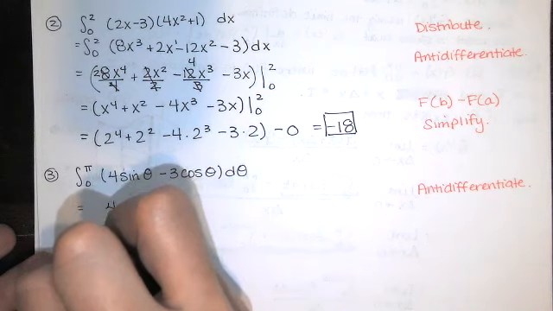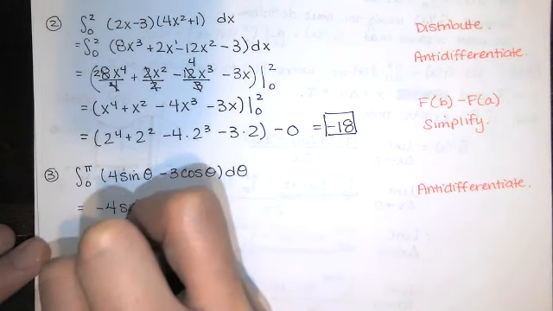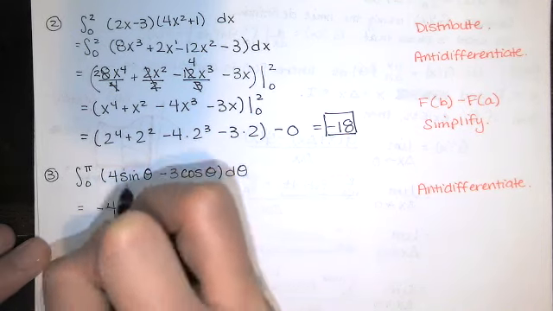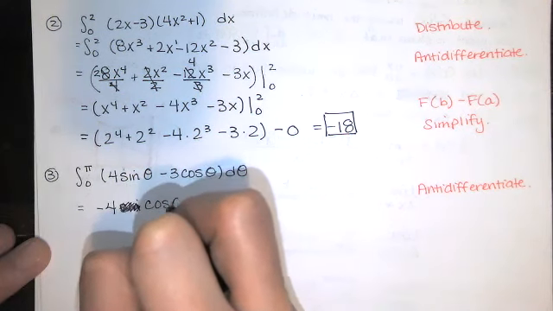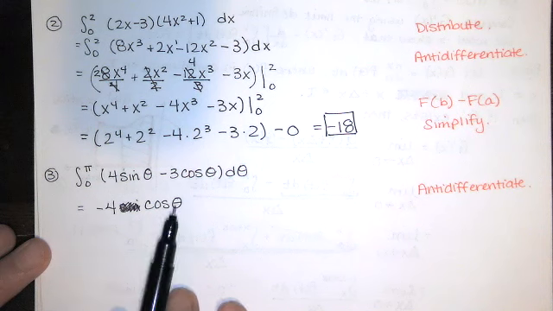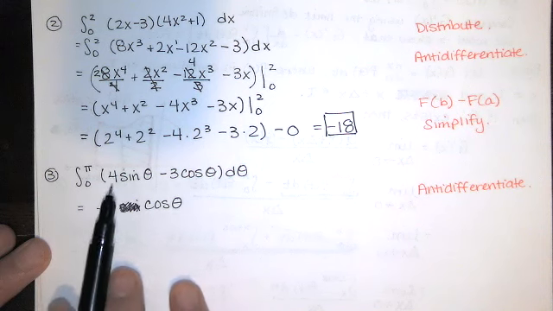Bring your 4 down. The antiderivative of sine is negative cosine. Oops, I said it, but I wrote the wrong thing. Antiderivative of sine is negative cosine. There we go. And you can always check: the derivative of negative 4 times cosine of theta is a negative 4 times a negative sine of theta, which is going to give us a positive 4 sine of theta.